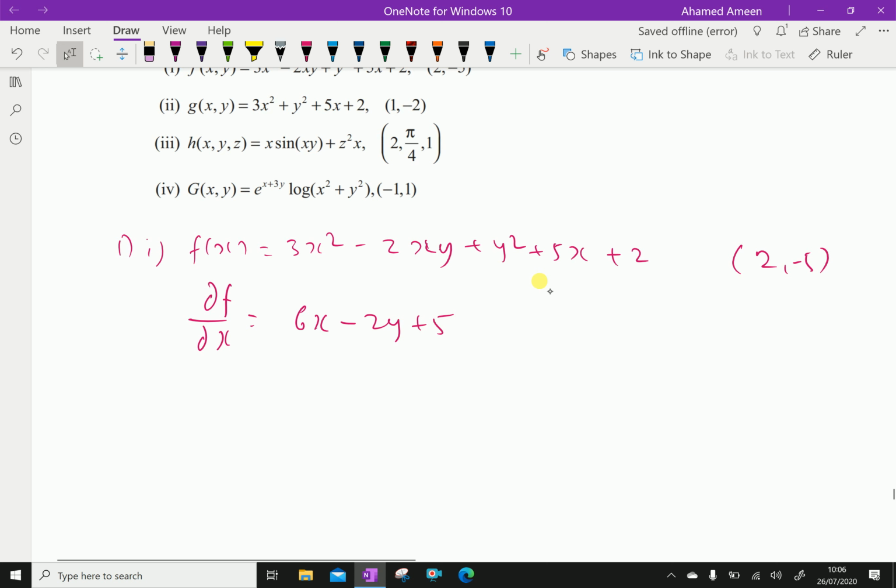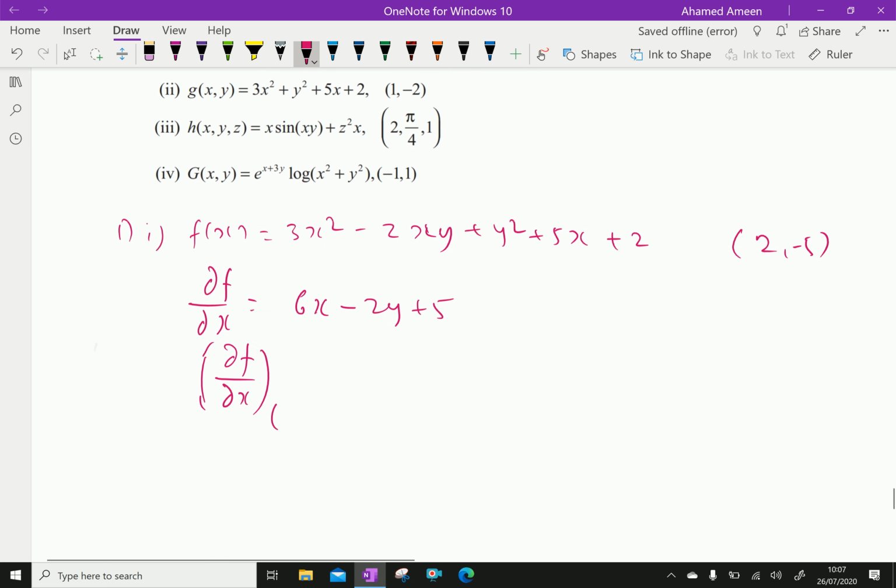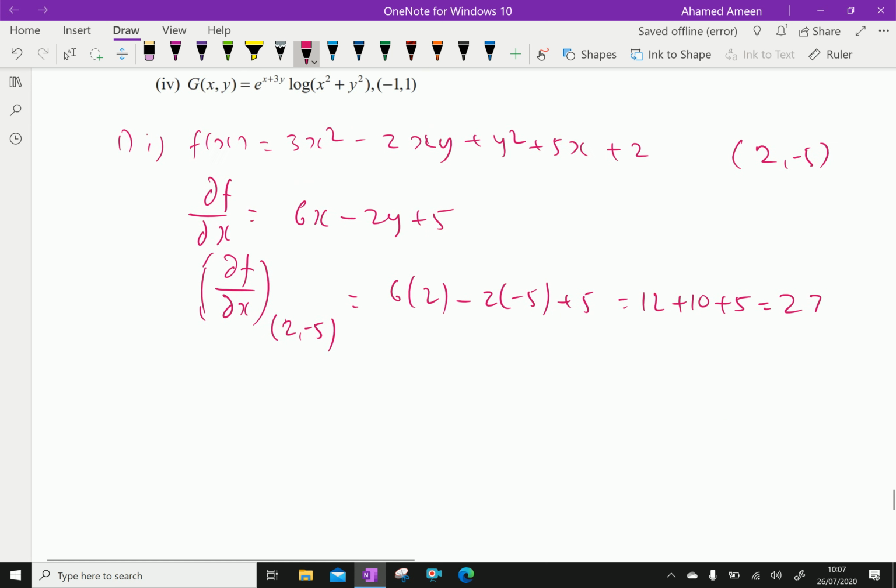Therefore, dou f by dou x at x and y equal to 2 and minus 5 is 6 into 2 minus 2 into minus 5 plus 5, which equals 12 plus 10 plus 5, which equals 27.